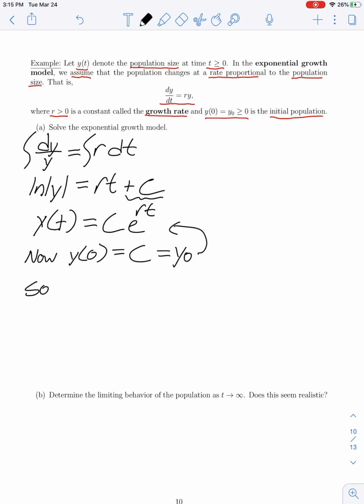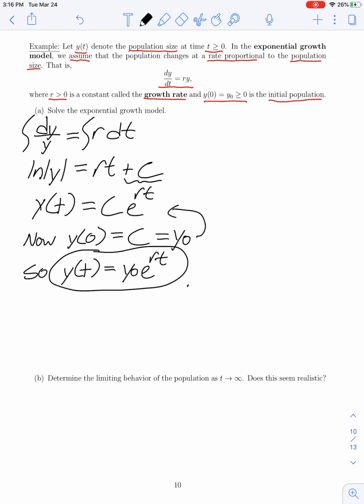So substituting that constant back into our general solution, we find y of t is equal to y naught times e to the rt power. And this would be our general solution, or excuse me, our particular solution of the exponential growth model. So it says our population at any time t is equal to the initial population, y naught, times e raised to the rt power, where r is our growth rate.